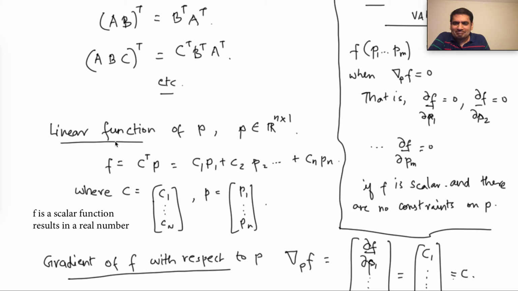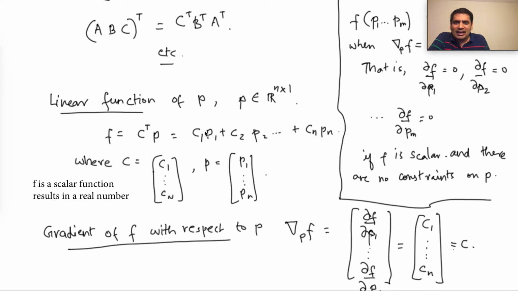Okay, now if you have n scalar variables, p1, p2, p3, etc., or more abstractly, if p belongs to the set R^(n×1) or R^n, we can construct a linear function of p. So f is a linear function of p. What do we mean by that? It is a function that is some constant times p1, some constant times p2, etc., until pn. Okay, so that's a linear function of p.